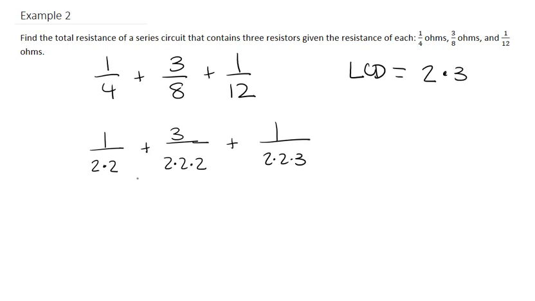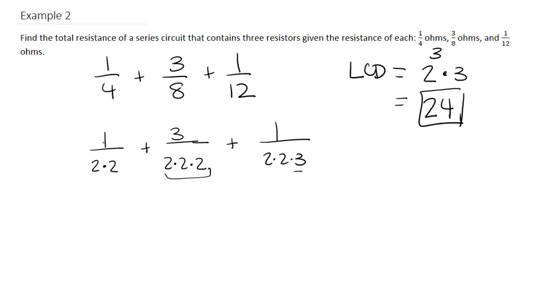So the number of the highest exponent we're going to assign for the 2 is 3 based upon this number. So we have 3 2's, and then we just have 1 3 in this term. So we'll just leave it as is. So we multiply that out. So 2 times 2 times 2 is 8, times 3 is 24. So this will be our least common denominator.